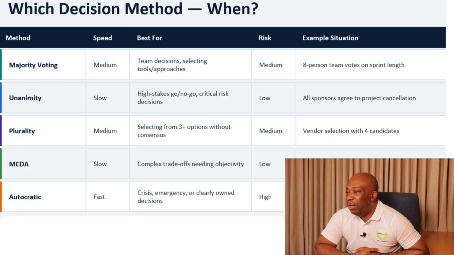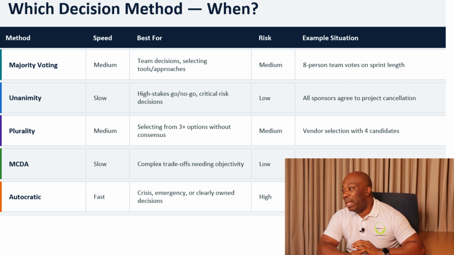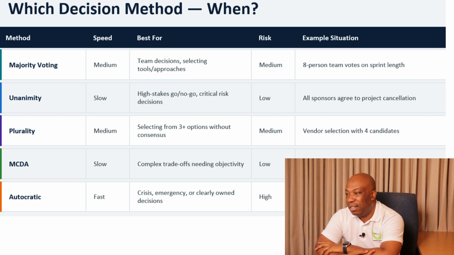Then plurality, we have medium speed. It's best for selecting from three or so options without consensus. You can use the plurality. And then the risk also is medium. An example situation is vendor selection with four candidates. Then when it comes to multi-criteria decision analysis, MCDA, the speed is slow, but it's best for complex trade-offs needing objectivity. And the risk is very low. As an example, you want to choose an ERP system across six criteria. We have looked at one example before.